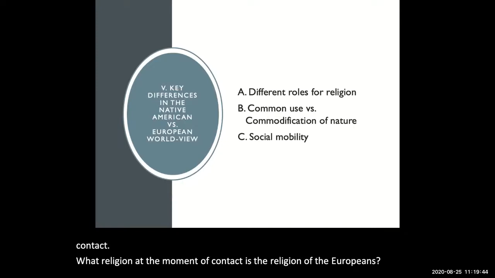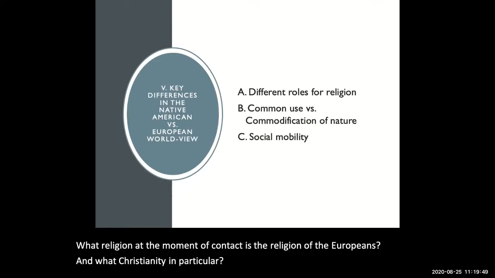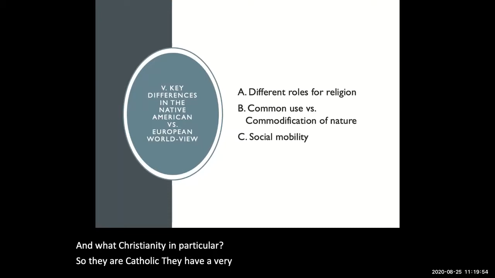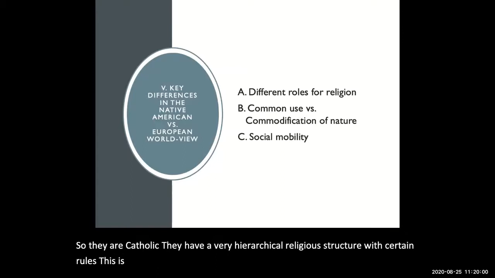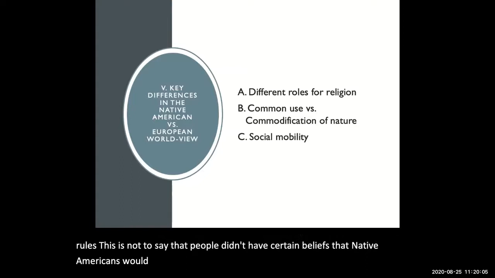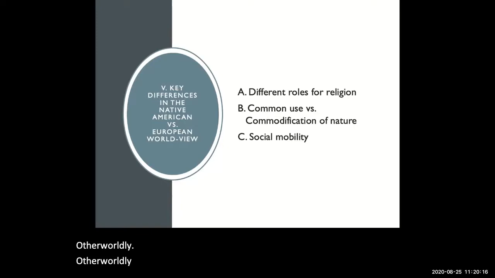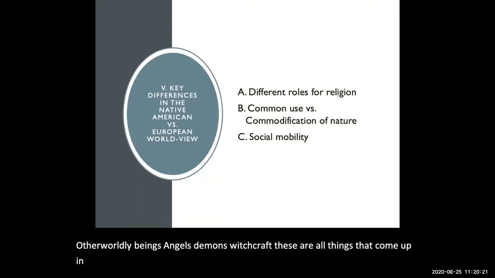Christianity. Yeah. And what Christianity in particular? Catholicism. Yes. Okay. So they are Catholic. They have a very hierarchical religious structure with certain rules. This is not to say that people didn't have certain beliefs that Native Americans would have really recognized, because there was a lot of belief in, let's say, otherworldly beings, angels, demons, witchcraft. These are all things that come up in European belief systems. Black magic, white magic, amulets to achieve certain things, but the official religion is Catholicism.